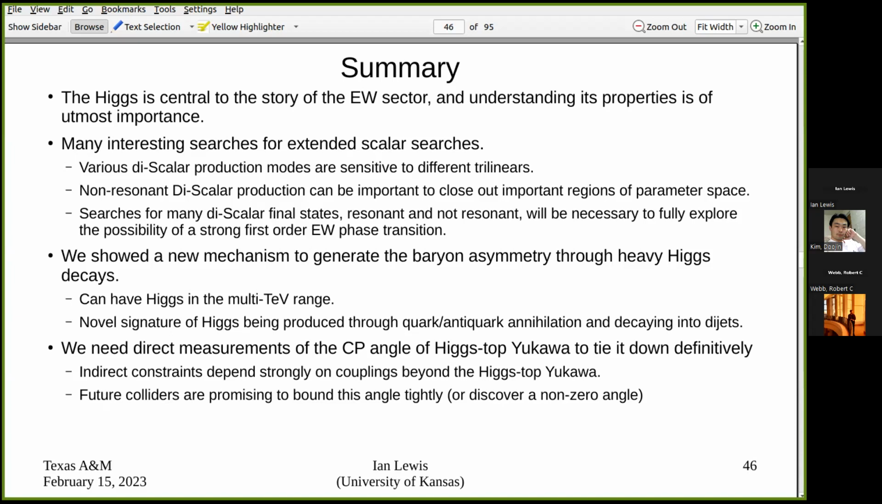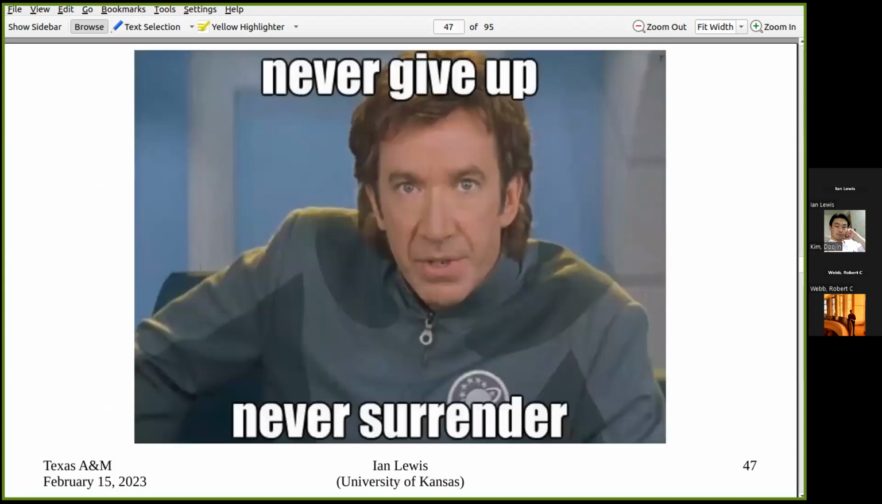You can have a Higgs in the multi-TeV range, and it's a novel signature of the Higgs being produced through quark anti-quark annihilation, decaying to di-Higgs. I didn't quite get to this, but at the muon collider you have some interesting physics with the CP angle of the Higgs to tau, and you could pin it down pretty definitively. So anyway, thank you.